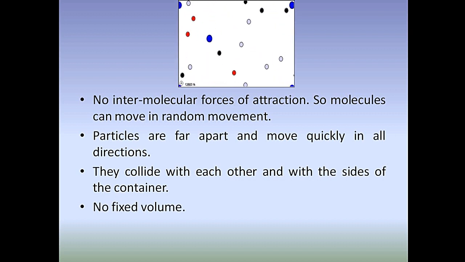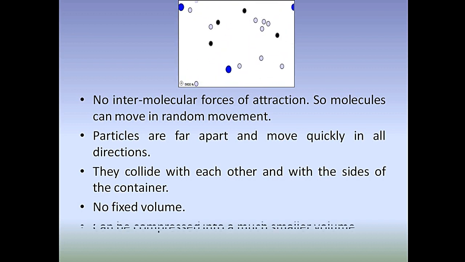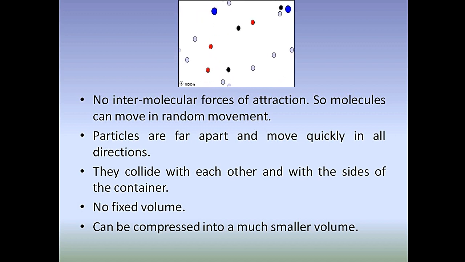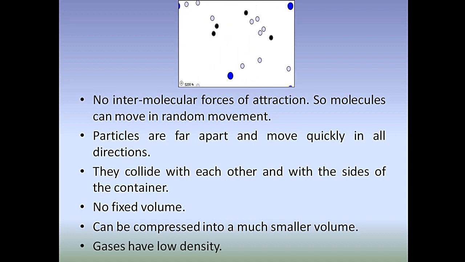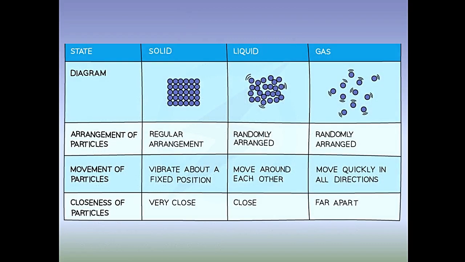Gases can be compressed. For example, in our houses, the LPG, liquefied petroleum gas, which is used as a fuel for cooking, is actually a gas, but inside the cylinder it is in the form of liquid because the gas is compressed into liquid. Gases have very low density. This is the overall comparison of the properties of the three states of matter.